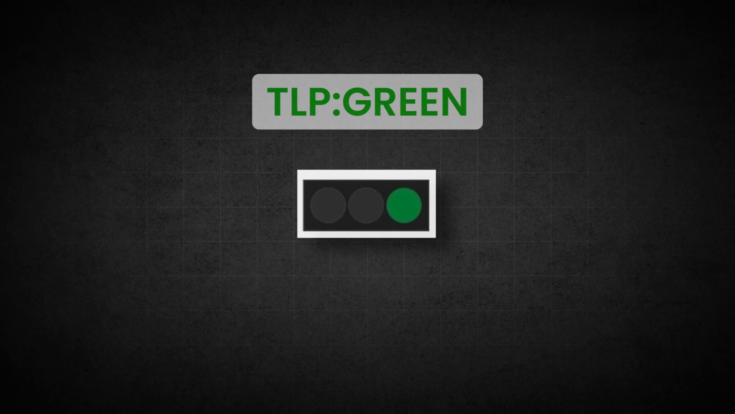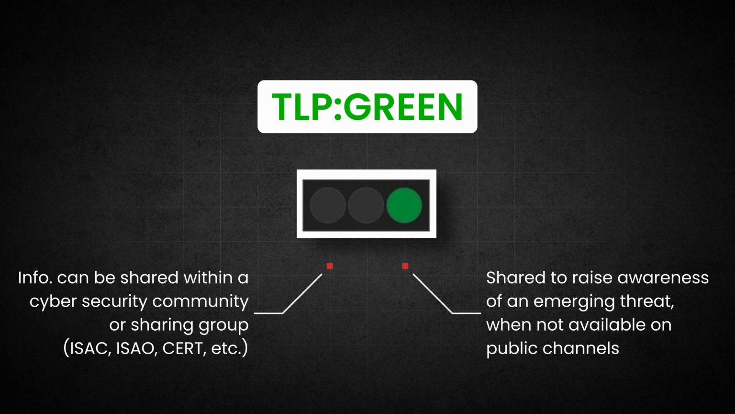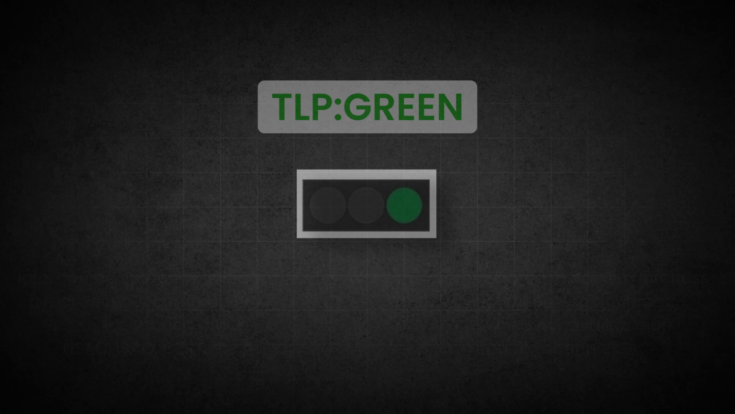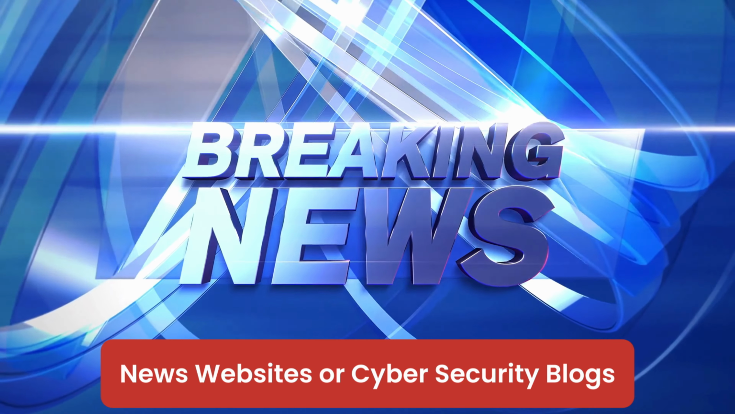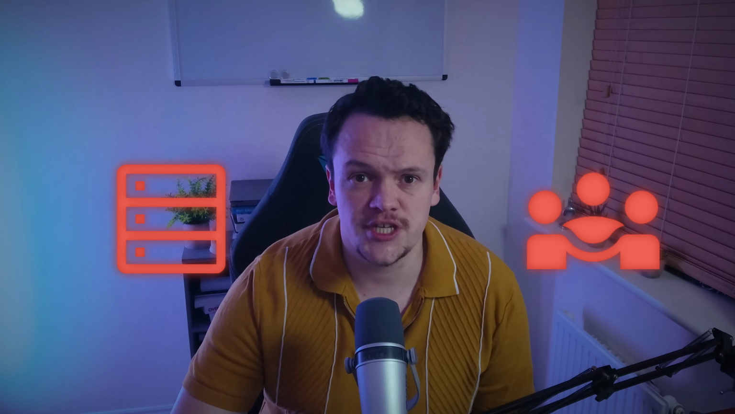When information can be shared with a cybersecurity community, it is marked TLP Green. This information is shared to raise awareness of emerging cyber threats that's not available in publicly accessible channels like news sites or research blogs. Unless otherwise specified, TLP Green information should not be shared outside the cybersecurity community or your sharing group. You will typically find this information on commercial threat intelligence platforms or within sharing groups like ISACs, ISOs, or CERTs.